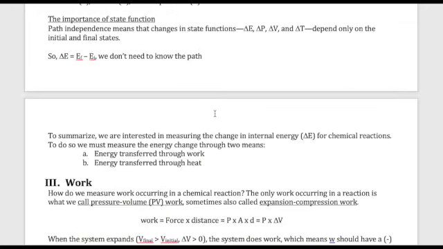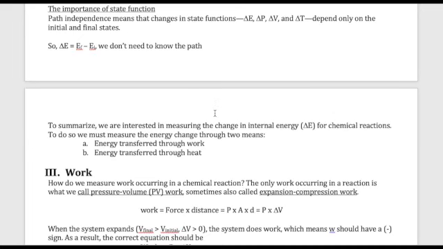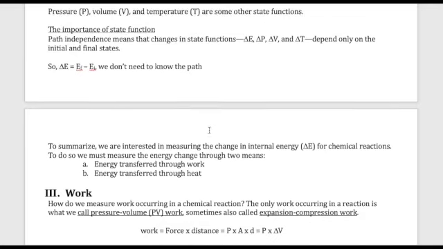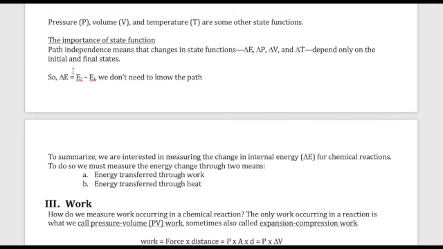This is something that we'll talk a lot more about later, nearing the end of the chapter when we talk about Hess's law, because that's really the concept that underlies the use of Hess's law. Now, there are certain functions, as you'll see later on, that are state functions. And knowing that they're state functions allows us to calculate their change, or their delta, just by taking the final value and subtracting the initial value. We don't need to know the path.